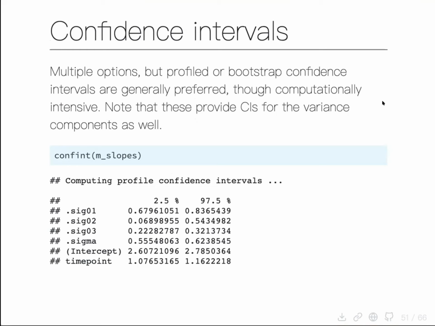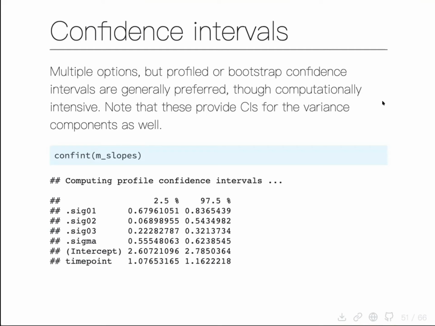Confidence intervals are computationally intensive. So there's a couple of different options. By default, it's going to do what are called profiled confidence intervals, which basically means it's going to go through the fitting process again, but it's going to monitor those parameters as it goes through, and it's going to find the lower and upper bounds for whatever range you specify. By default, it's the lower 2.5 and the upper 97.5, so a 95% confidence interval. And it's going to do that through the fitting process.